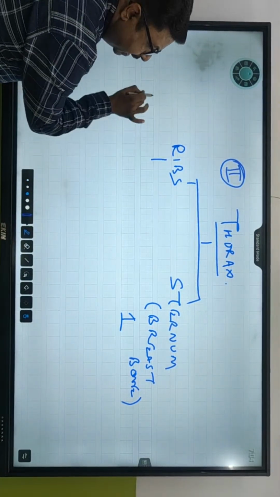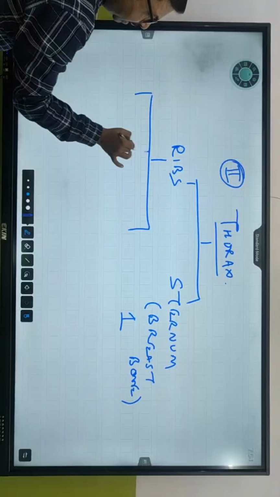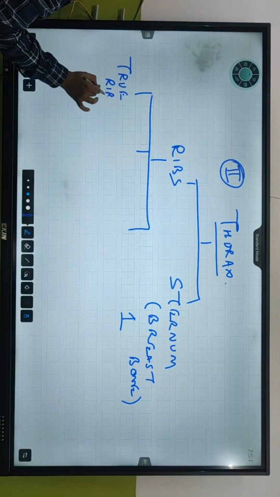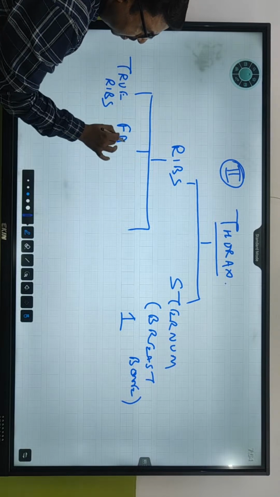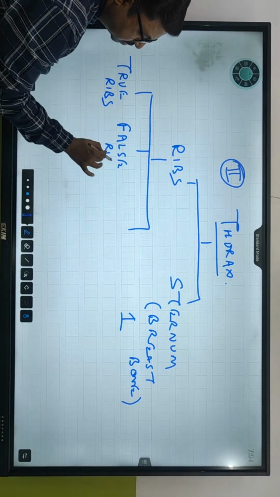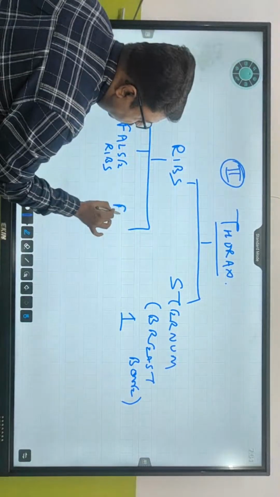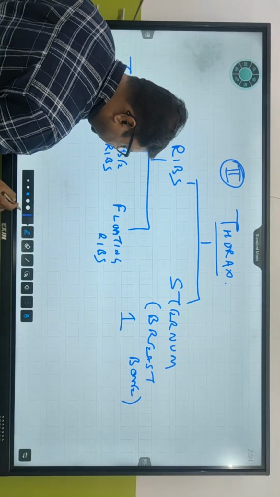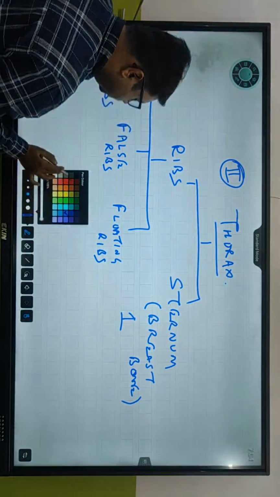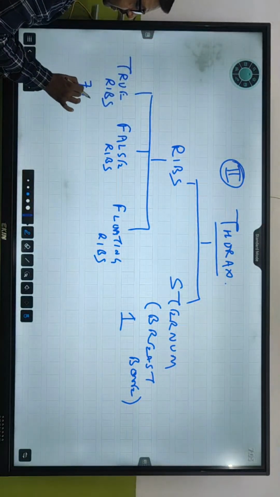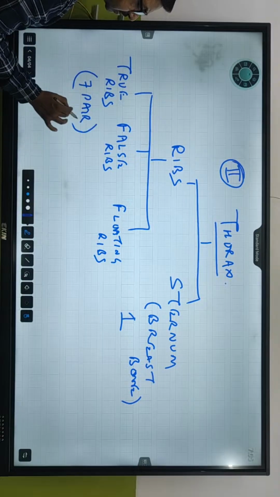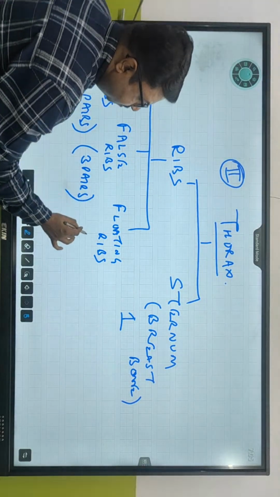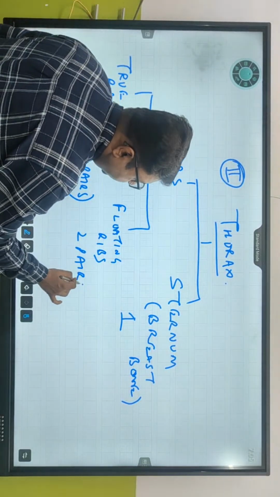And ribs. In ribs, we can classify ribs into 3 parts. One is true ribs. The second one is false ribs. And the third one is floating ribs. Okay. Now the first one is true ribs. How many pairs are there in true ribs? 7 pairs. False ribs, 3 pairs. And floating ribs, 2 pairs.